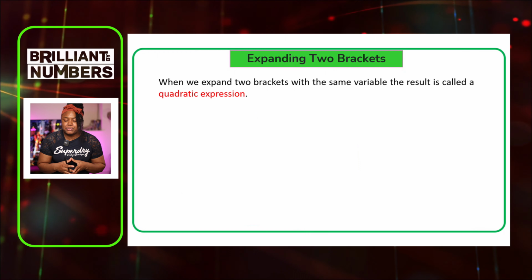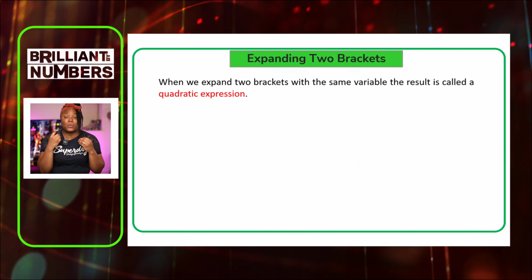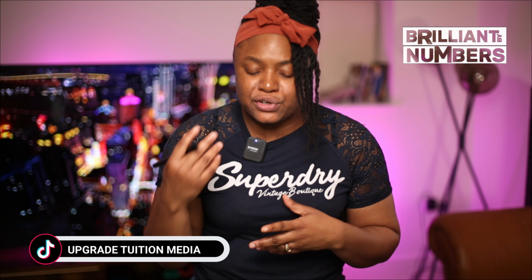By now, you should have watched the video on expanding single brackets and collecting like terms and know what like terms are. If you haven't watched that, make sure that you watch the first video on expanding single brackets. When we expand two brackets with the same variable inside, the result is called a quadratic expression. I also have lessons on quadratics, factorizing them and so on the channel, so you can go ahead and make sure that you interact with those as well. So a quadratic, not quadrilateral, quadratic.